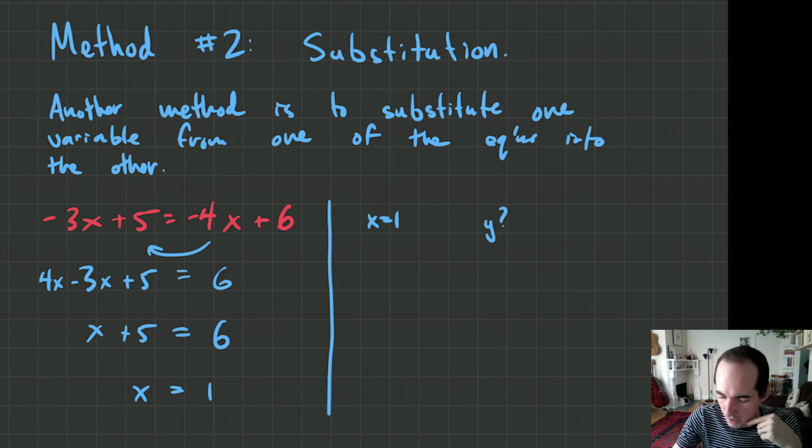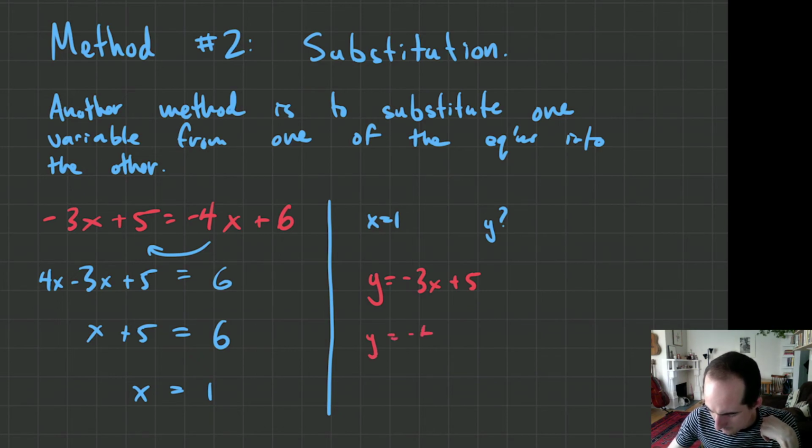So we'll have to go back. I really shouldn't have erased those equations, but I think I can recover them. One of the equations was y equals negative 3x plus 5, and the other one was y equals negative 4x plus 6.